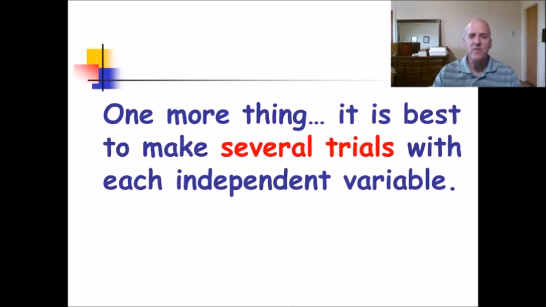Okay, so it's best to make several trials with each independent variable. Maybe you didn't feel good one day when you were walking. Maybe you felt a little bit better and you were walking faster. Maybe you drank a bunch of caffeine before you left and it was making you go faster. If you do several trials, those things will even out.